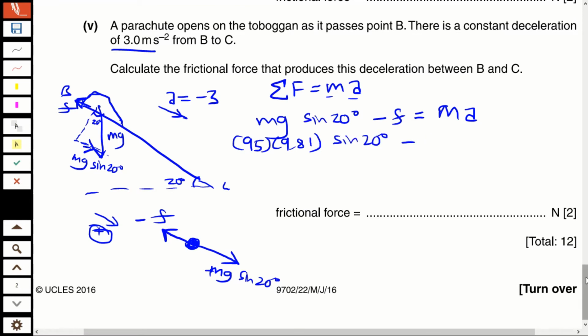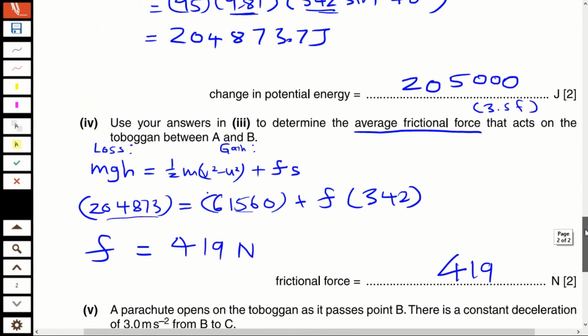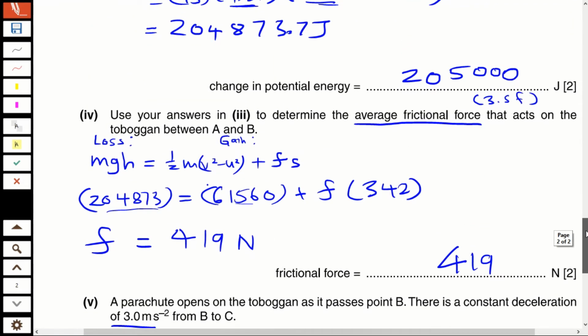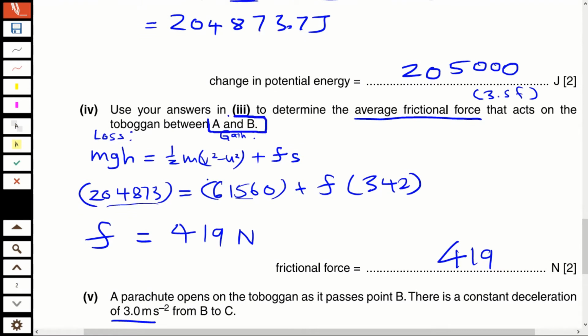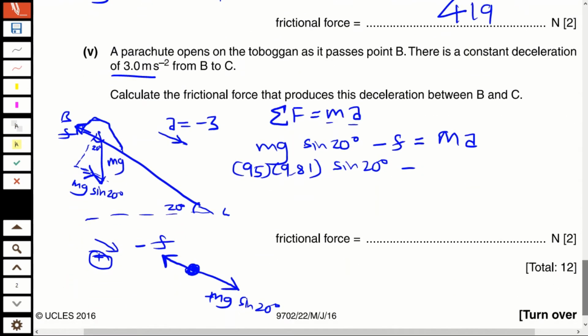Wait a second. Can I use this frictional force from here? 419. Don't think we can. This is for A and B. But now we're looking at from B to C. So it's a different region, so we cannot use that, which is why we're trying to find this in the first place. Okay, so we'll leave it there. 95 kg again, times the acceleration, which is -3. Negative just means it's a deceleration.